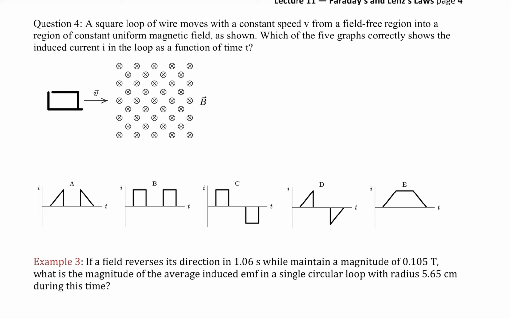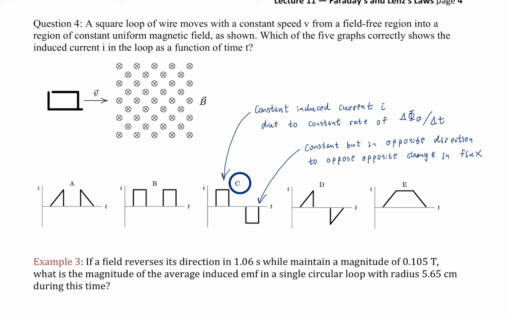Think about which one it could be. Which one would represent the induced current in the loop as it moves into the field, through the field, out of the field, and then continues on its way? All right, got an answer? Well, it's got to be C. C matches the behavior. Why is that?